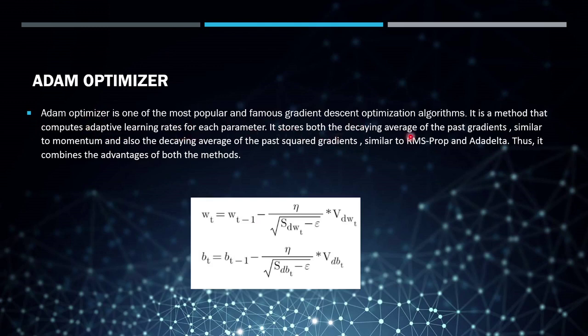It stores both the decaying average of the past gradient, similar to momentum, and also the decaying average of the past squared gradient, similar to RMSprop and AdaDelta. Thus it combines the advantages of both methods. It combines the momentum thing and the adaptive learning rate thing, along with the RMSprop things. So that's the Adam optimizer, which is the most famous, and we will use it in our next video.